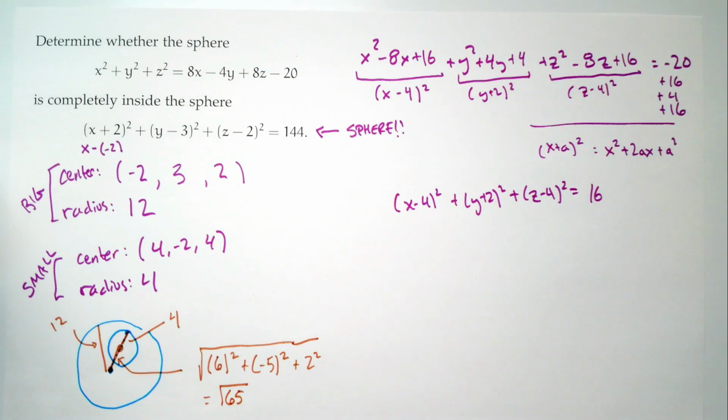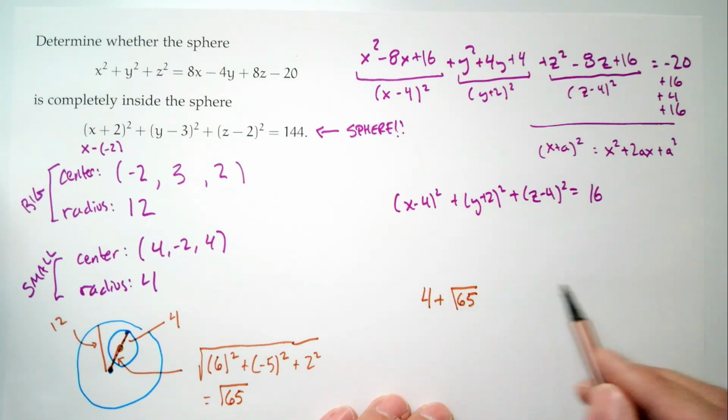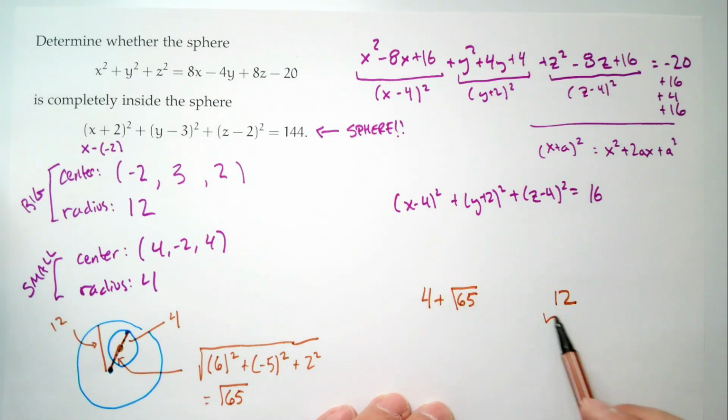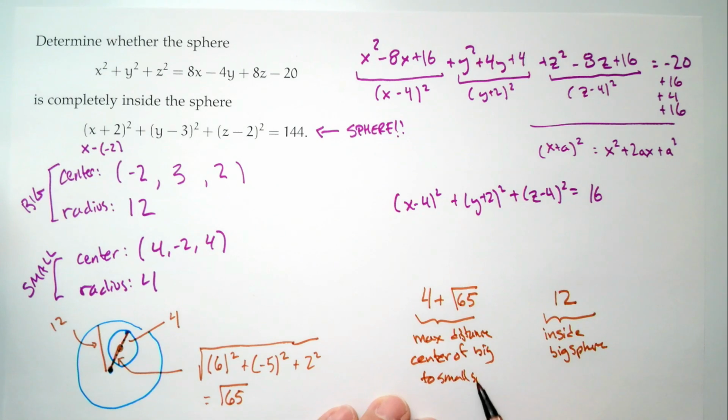Now, what do we want? Well, we want to compare these 2 distances. There's the 4 plus the square root of 65, and there's 12. Now, what do these represent? This is, if I want to be inside the big sphere, that's how far I can be away. This is the max distance from the center of the big sphere to the small sphere, just on any point. And I want to compare these 2 numbers.